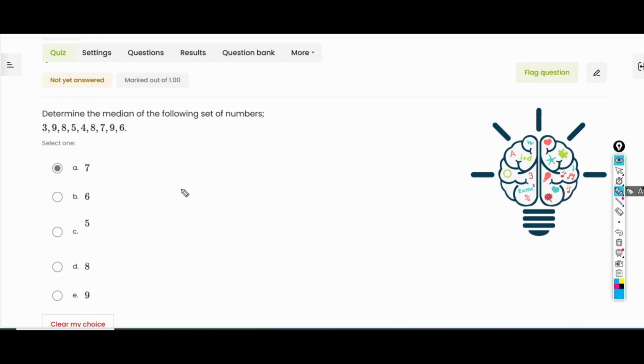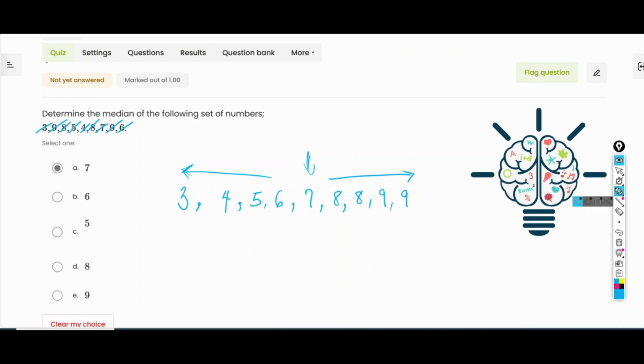So we have the smallest number, 3. Then we had 4, then 5, then 6, then 7, then 8, then 8, then 9 and 9, right? So when you look at it, the middle number is 7 because we have 4 on this side and another 4 on the other side. The middle digit is 7.